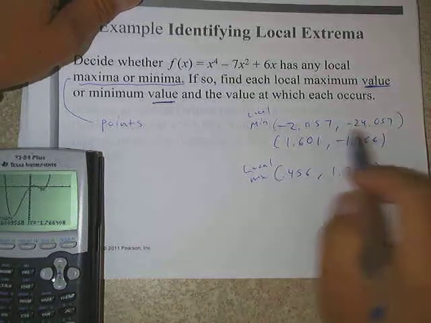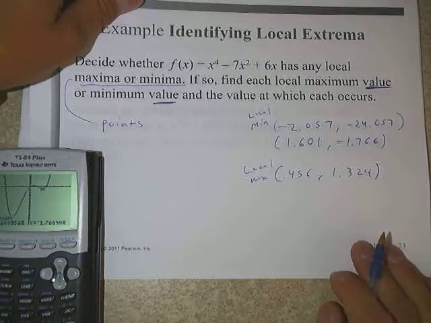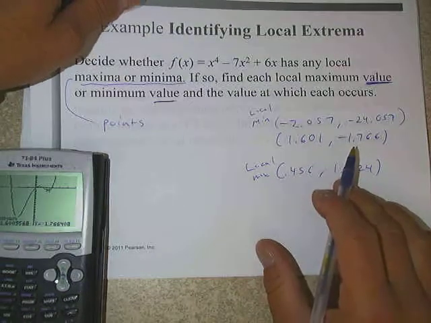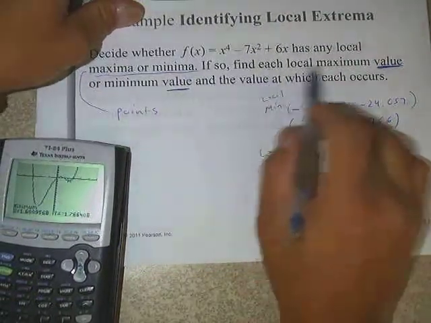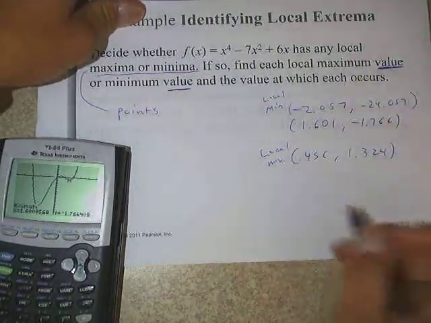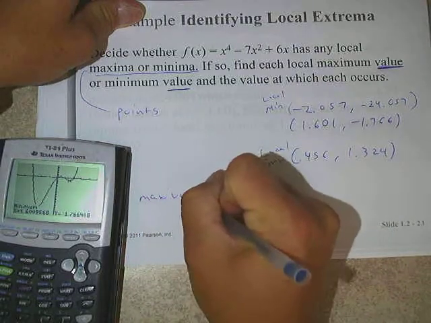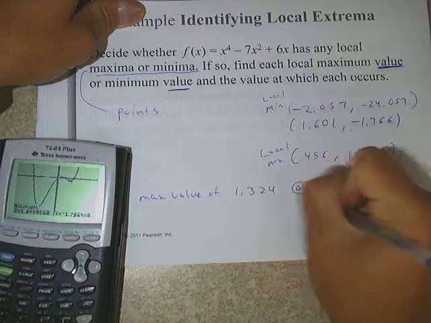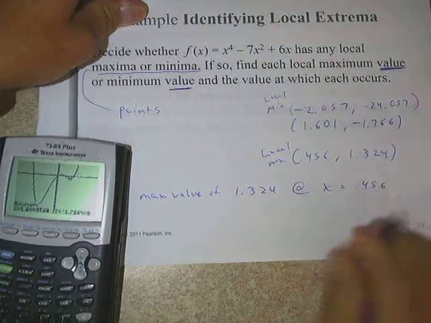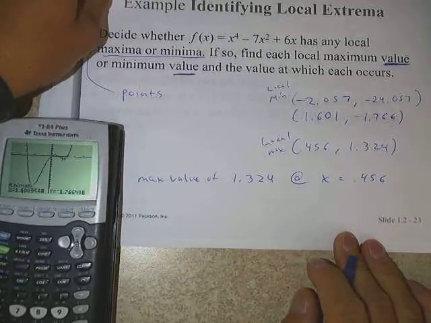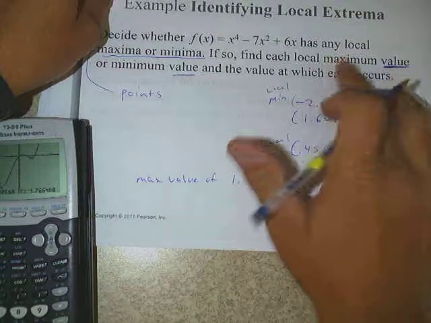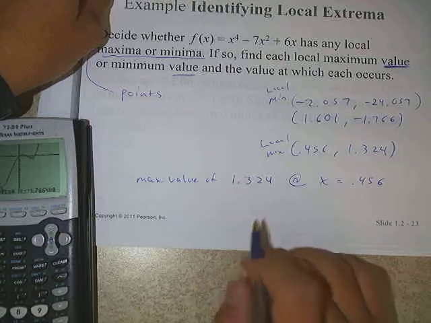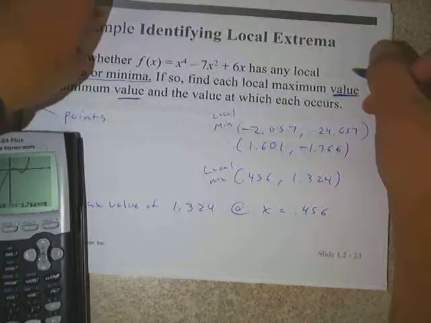Okay, so here's how we want to write this. If they ask us just for the local maxima and minima, okay, so if they ask us for this, they're asking us for points. Okay, so if they ended the question at that point, we would have been okay just to say that, there we go, there's our local maxima and minima. Okay, but since they asked the second question, the way we need to present the answer is as follows. Okay. We want to list the local maximum value, so we'll start with the maximum. So we'd say we have a max value of 1.324 at x equals 0.456.